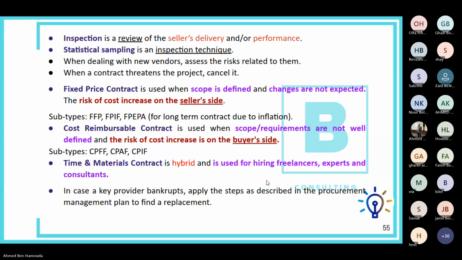All right. Now, in case a key provider goes bankrupt, then apply the steps as described in the procurement management plan. I mean, you as a project manager, in the procurement management plan, you will describe what you will do in case a supplier goes bankrupt, runs out of business, and how you will replace them: the timelines, the processes, who should do what, the roles and responsibilities, mainly between the legal department, the procurement department, and you as a project manager. So all of this is usually described in the procurement management plan, so you need to apply the steps as described.